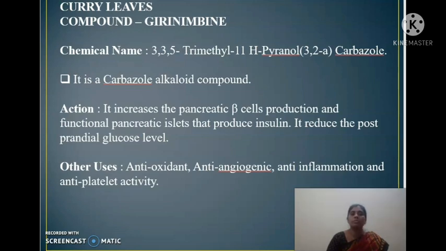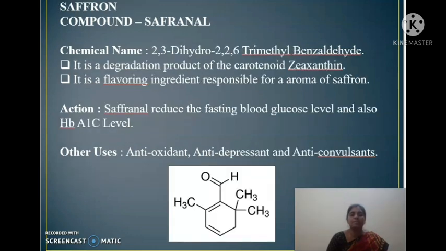The chemical name of curry leaves' bioactive compound, girinimbine, is 3,3,5-trimethyl-11H-pyrano[3,2-a]carbazole. This is a carbazole alkaloid compound. It helps to induce insulin sensitivity, insulin being secreted by the beta cells of the islets of Langerhans of the pancreas. It reduces the postprandial glucose level. It also acts as an antioxidant and has anti-angiogenic, anti-inflammatory and anti-platelet activity.